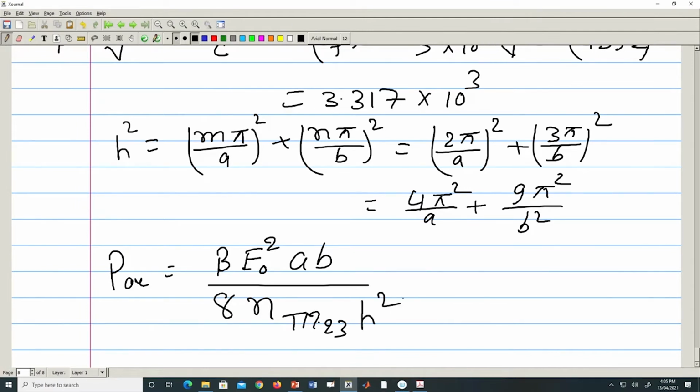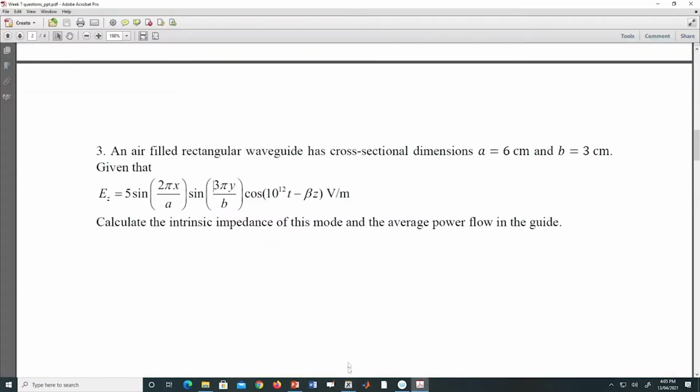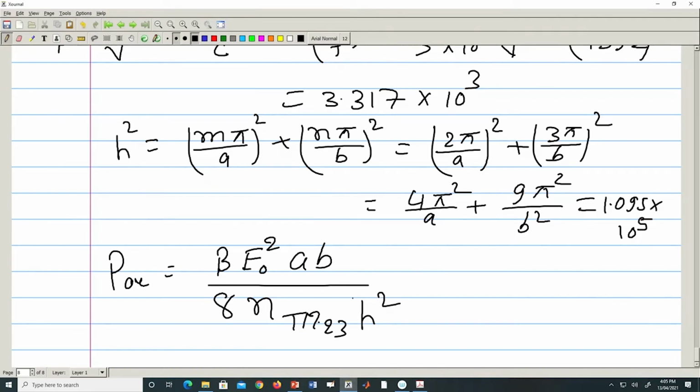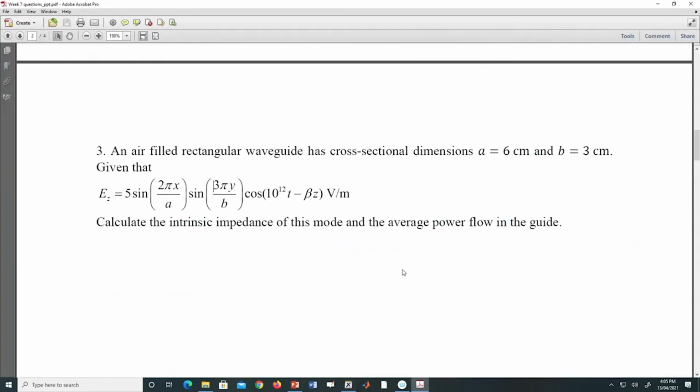Now, we can substitute all the values here, and by the way, the values will be a and b. Substituting, h square will be 1.097 into 10 to the power 5. We know eta TM, we know E naught, the amplitude of the wave, that is 5, and a and b: a is 6 and b is 3 centimeter.